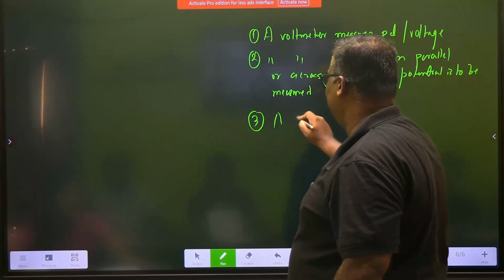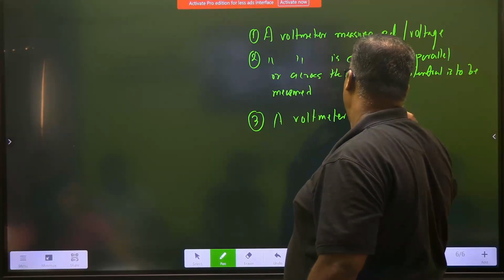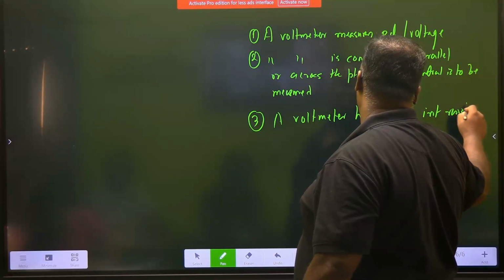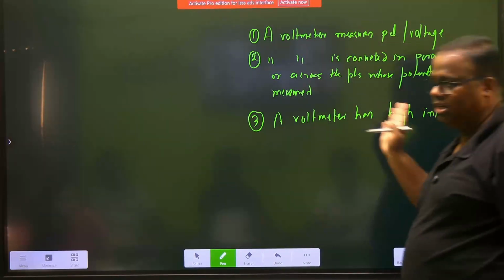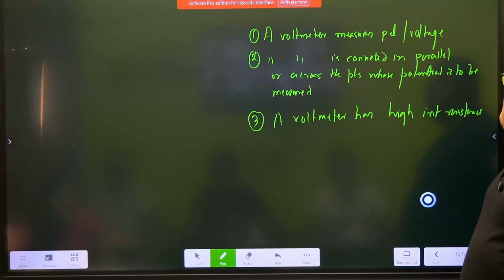A voltmeter has high internal resistance. ये 3 नोट कर लीजिए, जरूरी है आपके लिए. This is needed for your grade 10. कोई फायदा नहीं है, वो मेजर नहीं करेगा.